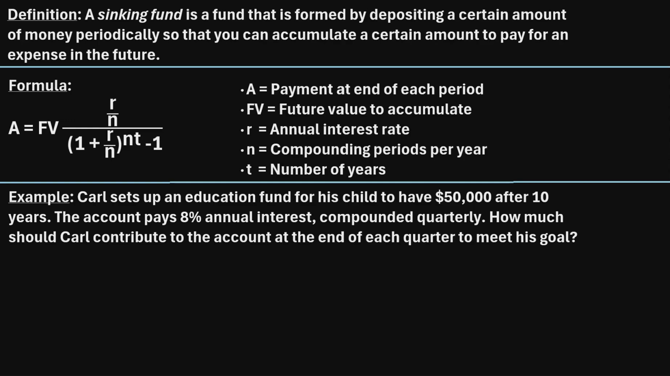In this video, I will explain the math behind a sinking fund. So let's start with the definition. A sinking fund is a fund that is formed by depositing a certain amount of money periodically so that you can accumulate a certain amount to pay for an expense in the future.